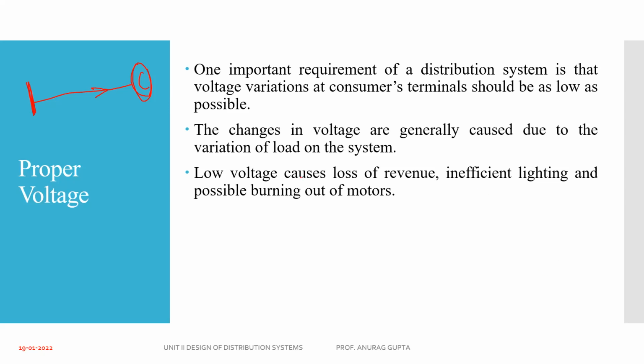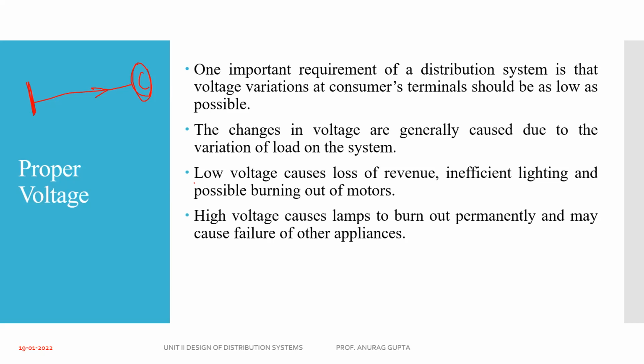Low voltage variation means low loss of revenue, because the voltage regulation is allowed within a permissible range. But if the range increases, it means your voltage regulation is increasing, which causes losses of revenue, inefficient lighting, and possible burning out of motors if voltage fluctuations vary at a high rate. High voltage causes lamps to burn out permanently and may cause failure of other appliances. That's why any distributor company must keep in mind that the proper voltage must be provided to the consumer side, and voltage regulation must be within a permissible limit.